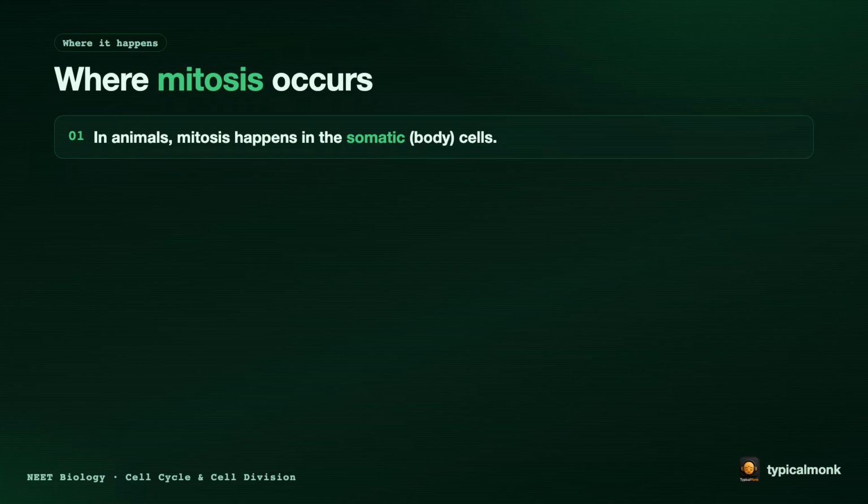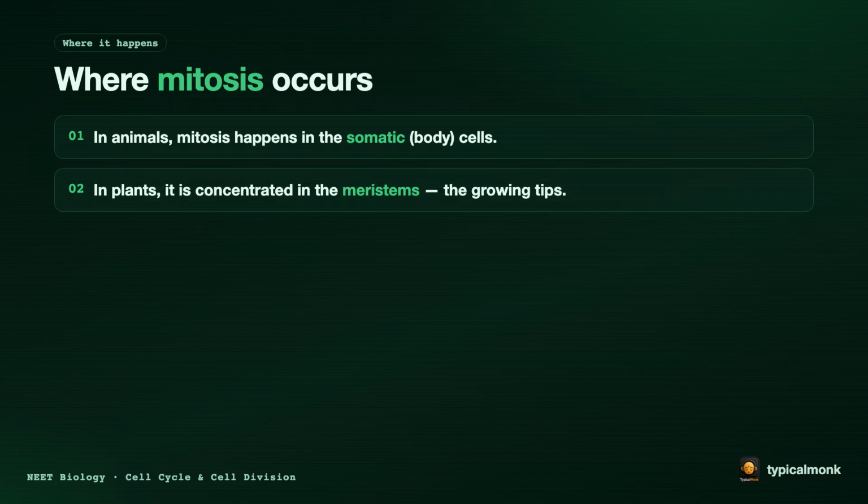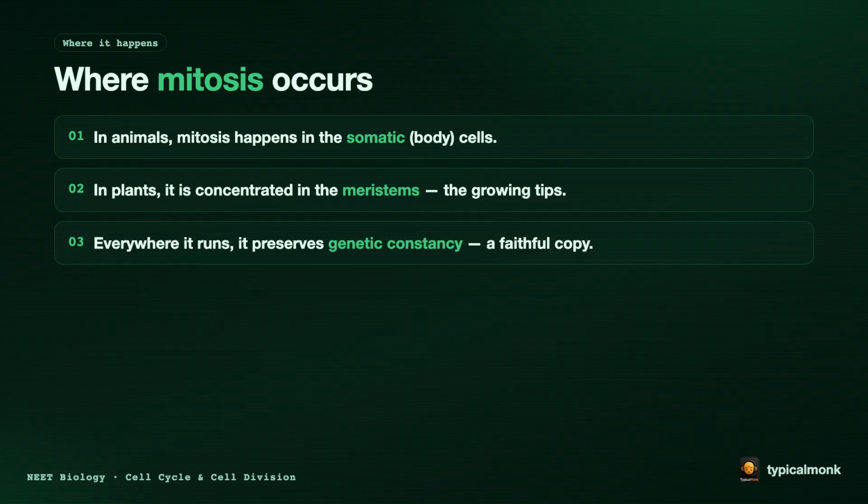Now, where does mitosis happen? In animals, mitosis happens in the somatic, that is body, cells. In plants, it happens mainly in the meristems, that is at the growing tips. Wherever it runs, it keeps genetic constancy, a faithful copy.